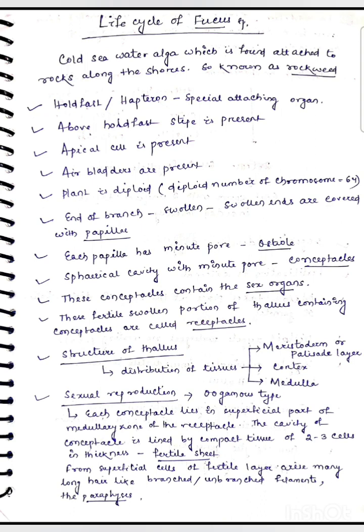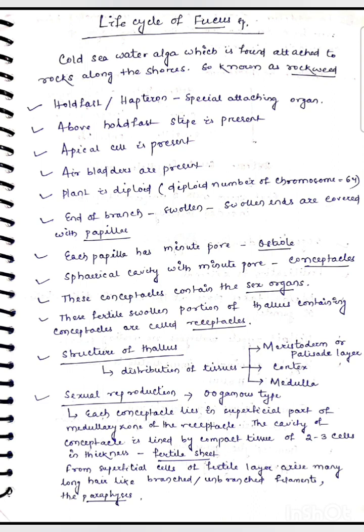At the end of a branch, each branch is swollen. Swollen ends are covered with papillae. Each papilla has a minute pore called ostiole. This special cavity with a minute pore is called a conceptacle, which contains the sex organs. This fertile swollen portion of the thallus containing conceptacles is known as the receptacle.